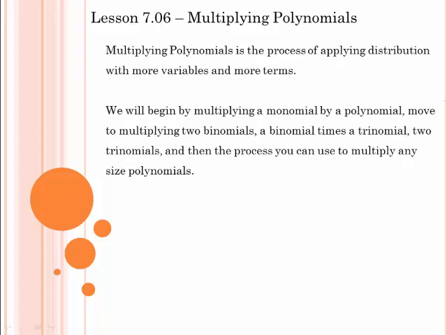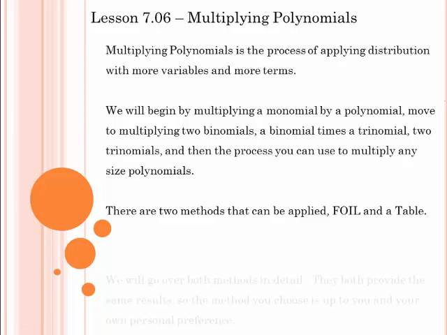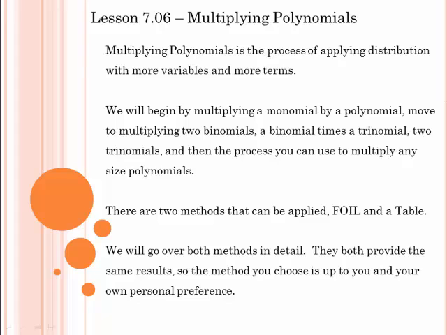So we're going to multiply a monomial by a polynomial, then we'll multiply two binomials, a binomial times a trinomial, two trinomials, and then we'll talk about the process you can use to multiply any size polynomials. We can multiply using two methods, FOIL and a table. And we'll go over them both in detail, and they both provide the same results, so choosing the method is up to you and your own personal preferences.